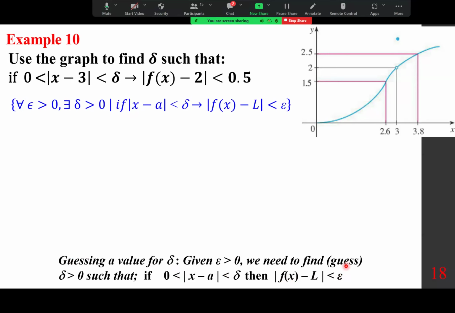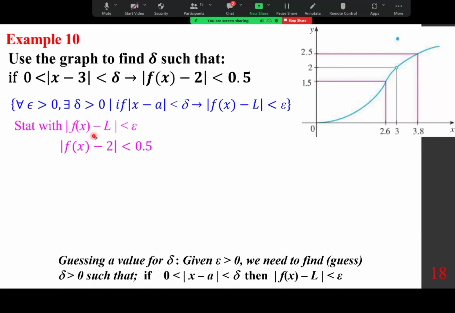If we were to do it algebraically, I'm going to show you from the graph and we're going to look at it algebraically. So we start with this part. So we're going to write this: the absolute value of f of x minus 2 is less than 0.5. So we're going to write it here.